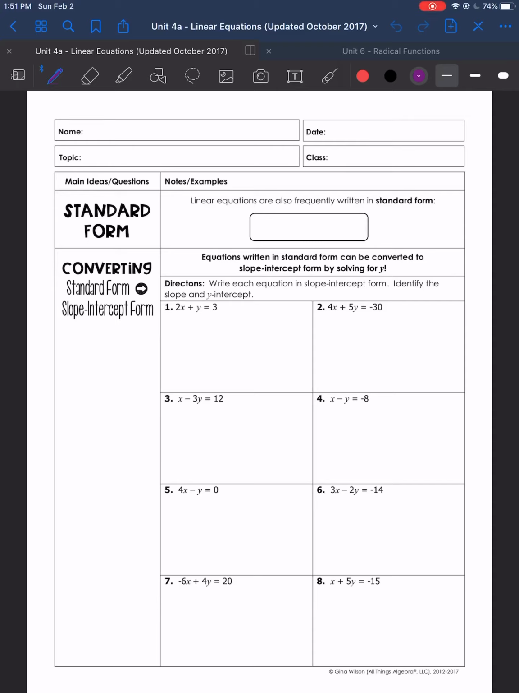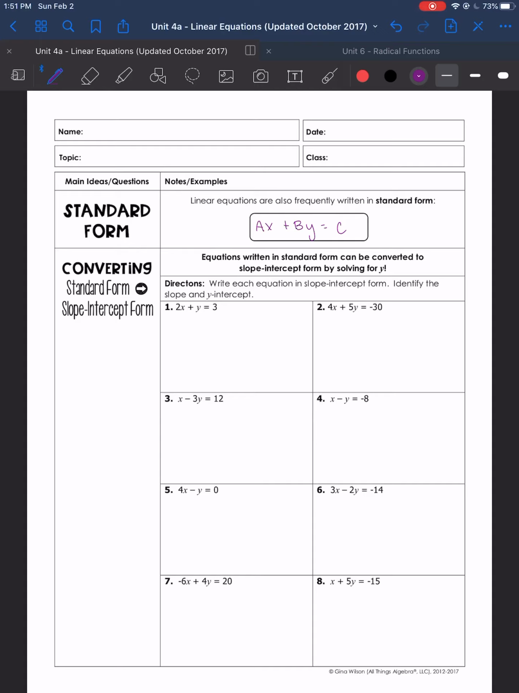In this video, we'll be talking about standard form, and this is just another way to write a linear equation. So standard form is ax plus by equals c. Let me write that b a little bit better.